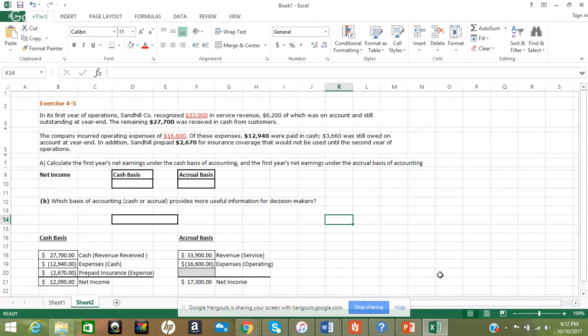The exercise reads, in the first year of operations, Sandhill Company recognized $33,900 in service revenue, $6,200 of which was on account and still outstanding at the year's end. The remaining $27,700 was received in cash from customers. The company incurred operating expenses of $16,600. Of these expenses, $12,940 were paid in cash. $3,660 was still owed on account at year end. In addition, Sandhill prepaid $2,670 for insurance coverage that would not be used until the second year of operations.